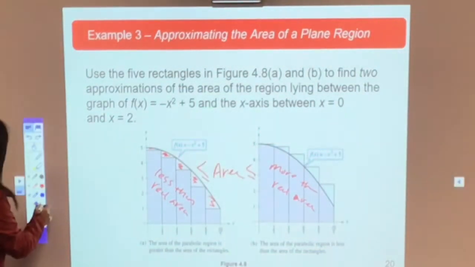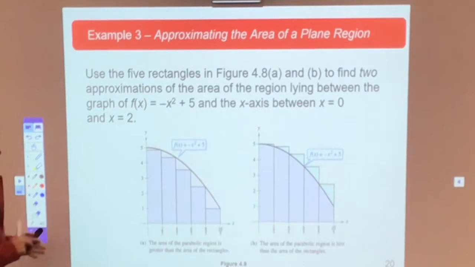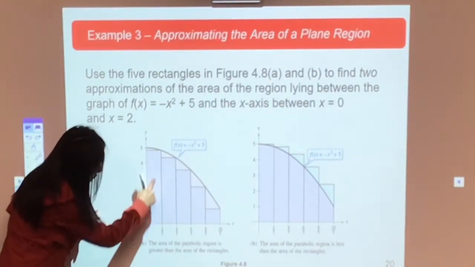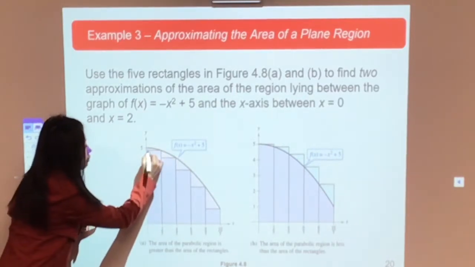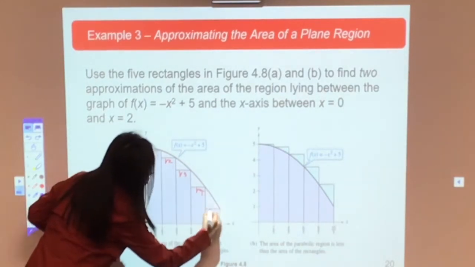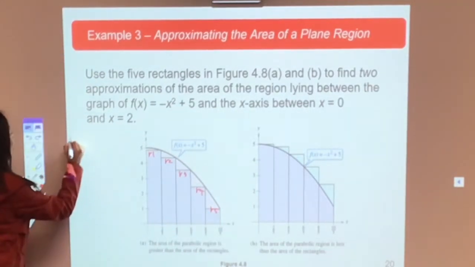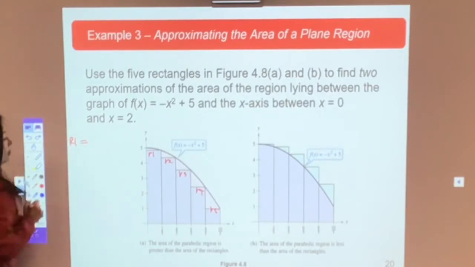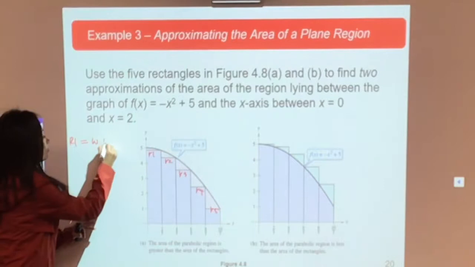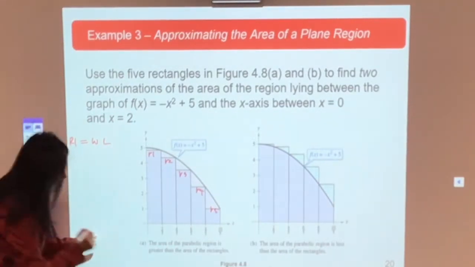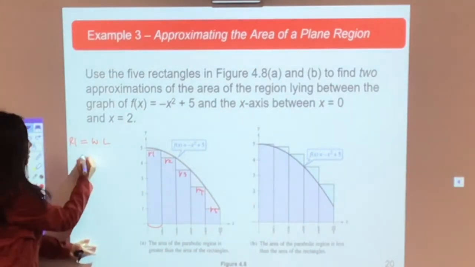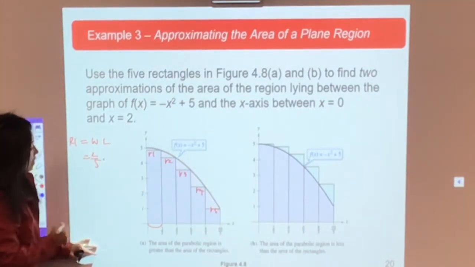But now, look at this picture. How do you find the area of this particular one right here? I'm going to call them rectangle 1, rectangle 2, rectangle 3, rectangle 4, rectangle 5. Tell me, how do I find the rectangle's area? Area is width times length. So what is my width here? 2/5? All right. What's my height?